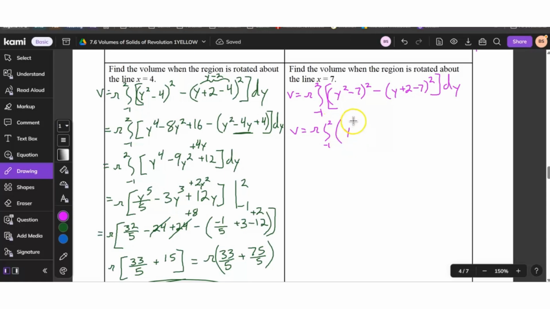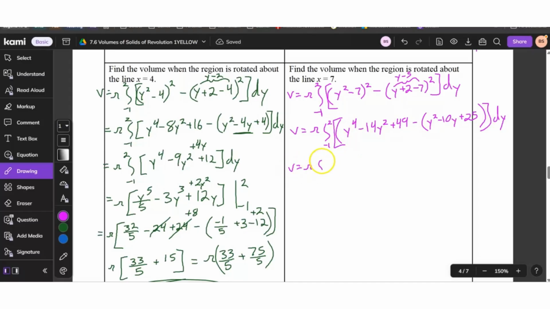So then we just expand them like we've been doing. So that gives me y to the 4th minus 14y squared plus 49. Yeah, I should. You're right. This is really y minus 5. Yeah, good point. And then we can square that one easier. So that would be y squared minus 10y plus 25. Good. Oops, that should have been on the outside.